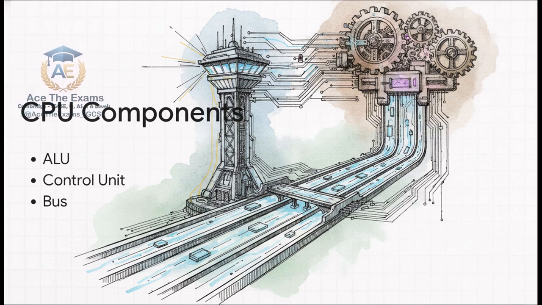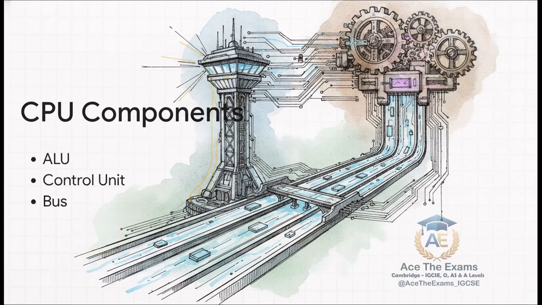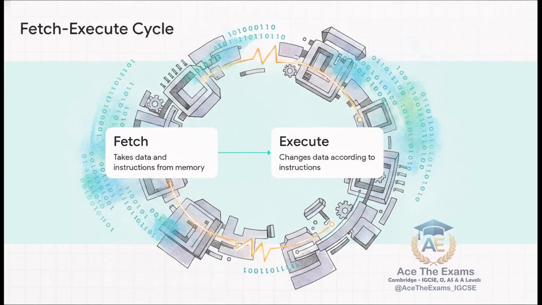Think of the control unit as a traffic director, making sure data moves precisely where it needs to go. The bus acts as the highways connecting the different parts of the processor. And the ALU, that's the heavy lifter where the actual math happens. And all of these components work together in what's essentially the heartbeat of the processor.